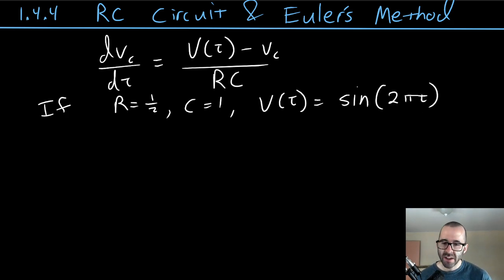A quick comment here: these are somewhat silly numbers that the textbook chooses to make things nice, but this would be a very large capacitor if we actually had values like this. So we're just doing this to make things nice. And then the voltage source is going to be oscillating. Sine of 2 pi t is just a sine wave where the period is 1 unit of time. So we know that the voltage source is going to look like this.